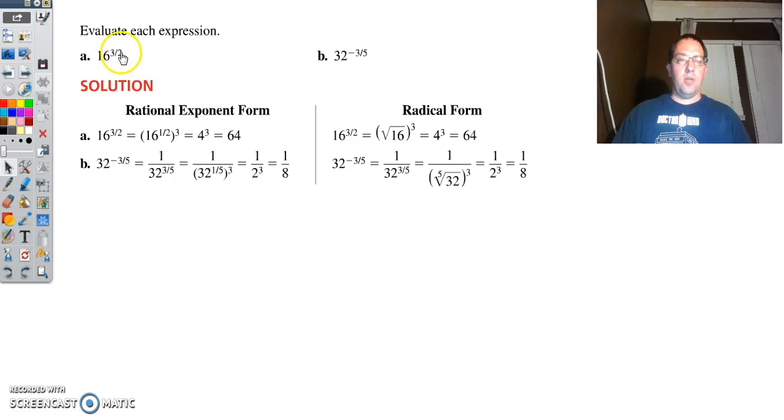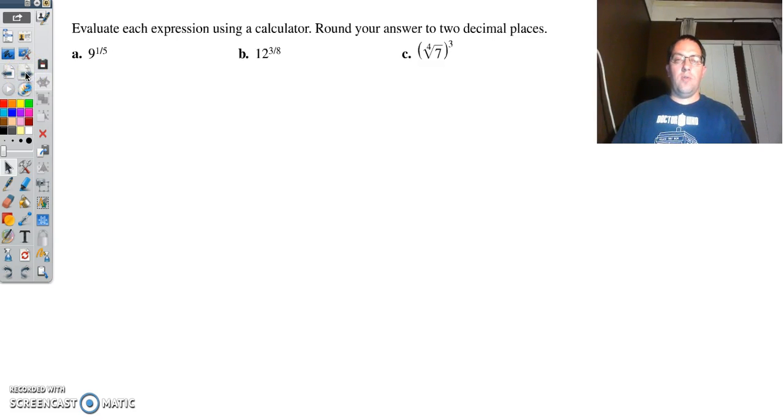So whatever that denominator is, take that as an nth root of your base. And do that first, and then raise it to the exponent. All right? So I want you to do these here. Go ahead and see if you can work these out.